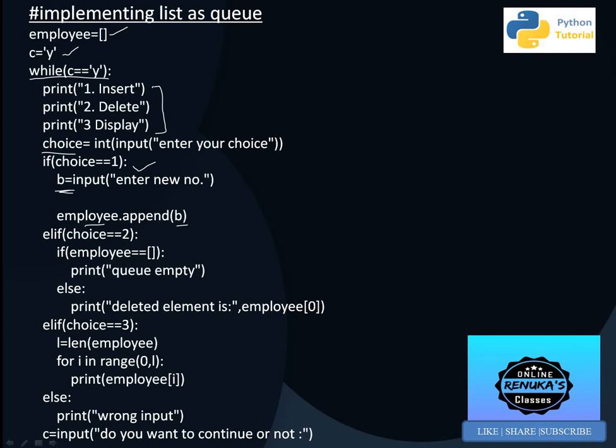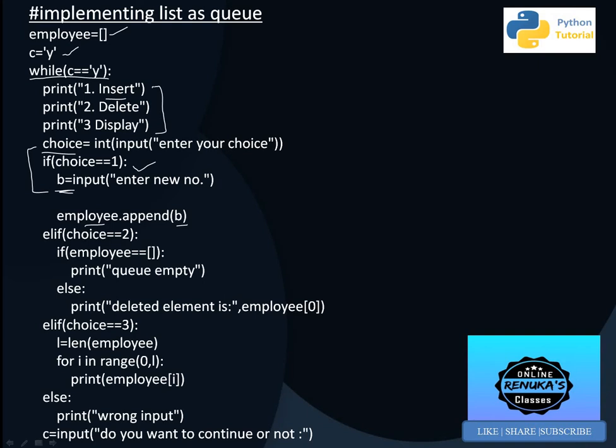Then it will move to the last line. Do you want to continue or not? If we say yes, then again it will display this. And next choice, if you want to insert a second item, the same procedure will be repeated again and again until you say no, or you can take another choice, delete or display.